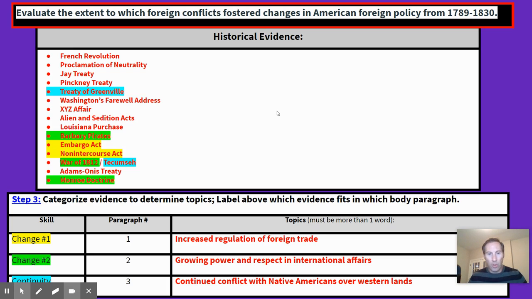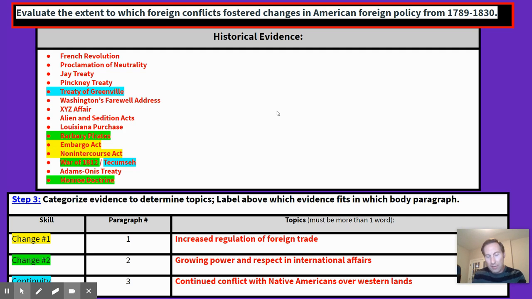The second change is the growing power and respect in international affairs. If you look at this list, over time, America is becoming more respected and gaining a little bit more power on the world stage. We can see that with things like the Barbary Pirates, which gains respect for the United States internationally, and the War of 1812, which confirms our independence. And then by the time you get to the Monroe Doctrine, America is making proclamations to the world about how we expect the rest of the world to view the Western Hemisphere. So this is obviously a major change.